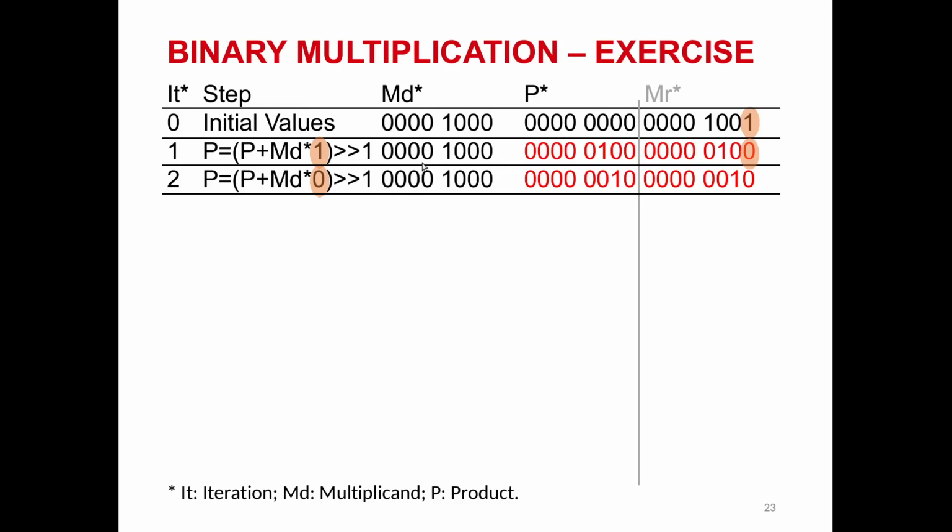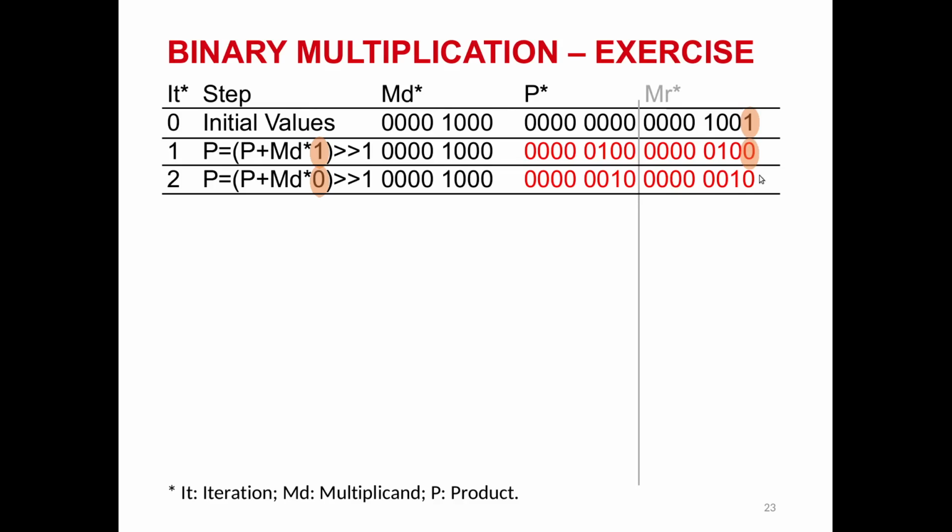So here you can see the value here will be unchanged, but it shifts 1 bit to the right, and so bit 1 here will be moved to here. This bit 0 will be dismissed, and this bit 1 will move here. So the value of product should start from here to the left, and the remaining of the MR should start from here to the right.